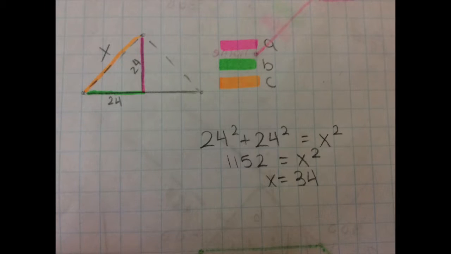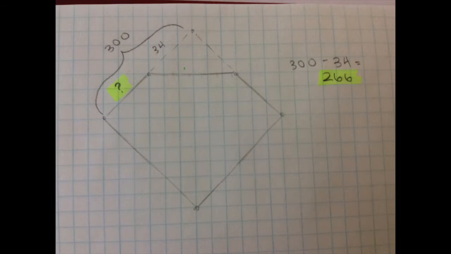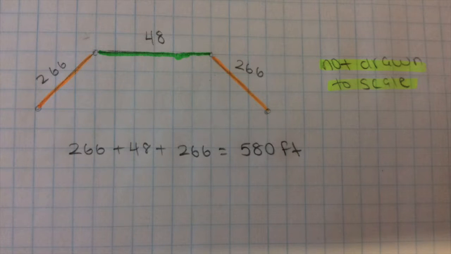To calculate the length of the diagonal fences, x needs to be found. Using the Pythagorean theorem, we can find this value. It turns out to be 34 feet. With the value of 34, we can subtract that from the total side of 300 to get the length of the diagonal fences. This value is 266 feet for each fence. We add all of our values together next to get the total length of the fence to be 580 feet.